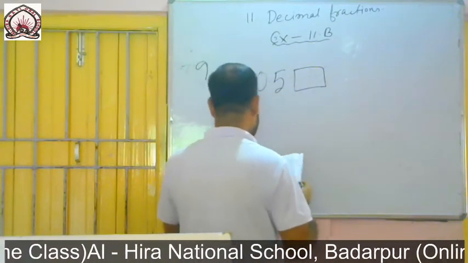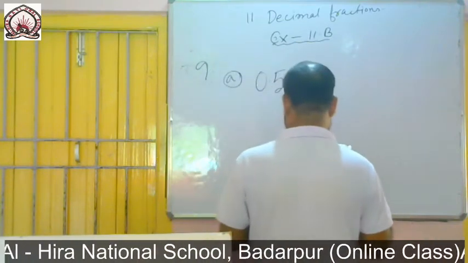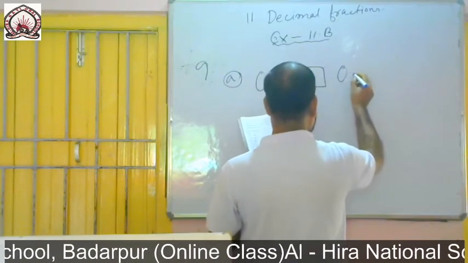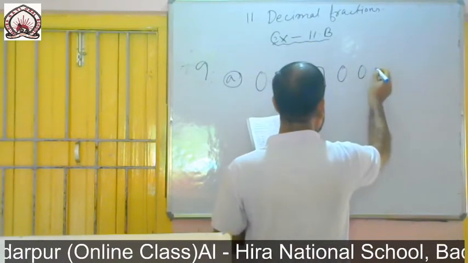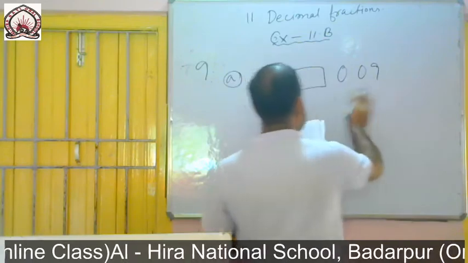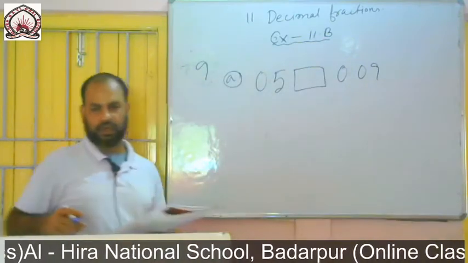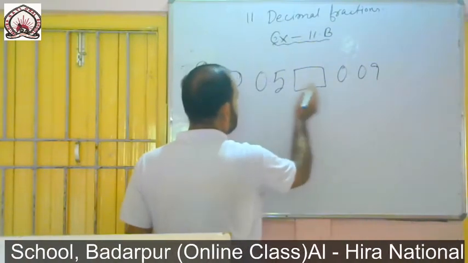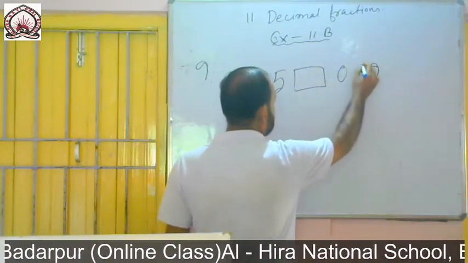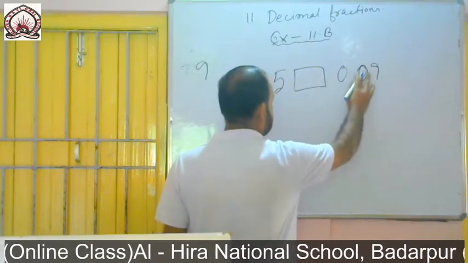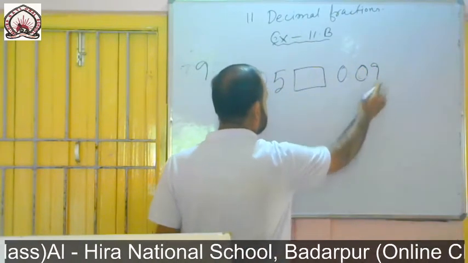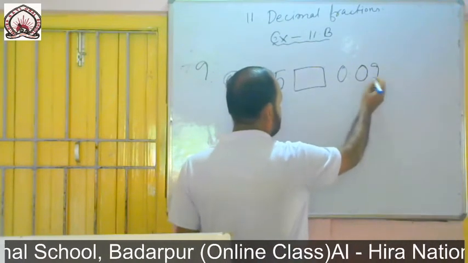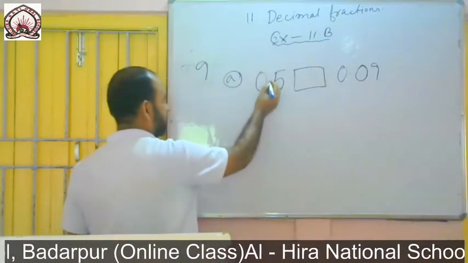0.5 box 0.09. So 0.5 and 0.09. Here nothing is there in the tenths place, only the hundredths place is 9, and here the tenths place is 5.